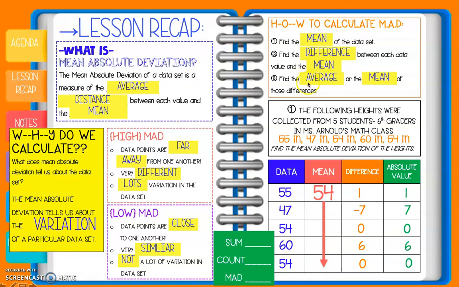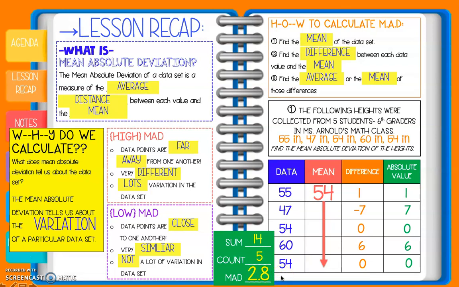Our last step said to find the average of the differences. So we're going to use our absolute value column, find the sum, and divide by how many numbers there are in that column. So I'm going to take 1 plus 7 plus 0 plus 6 plus 0, and I get 14. Now my count, I'm just going to count how many numbers there are: 1, 2, 3, 4, 5. So that's a 5. To get my MAD, I'm going to divide the sum by the count. So I'm going to take 14 divided by 5, and I get that the mean absolute deviation is 2.8.